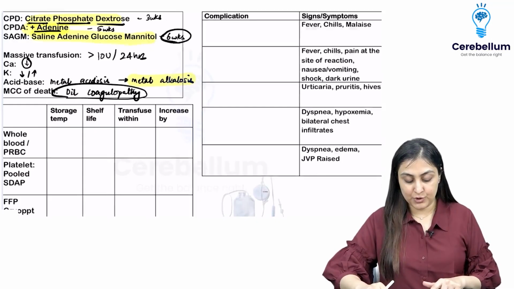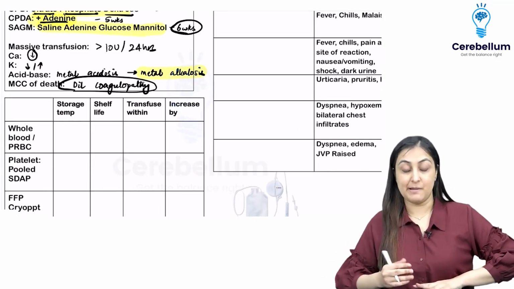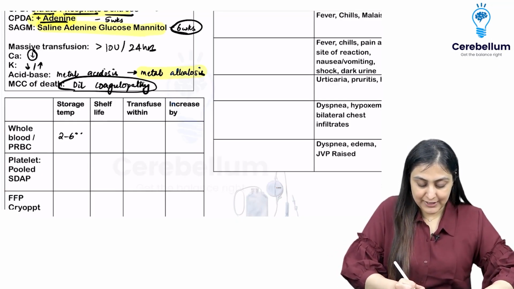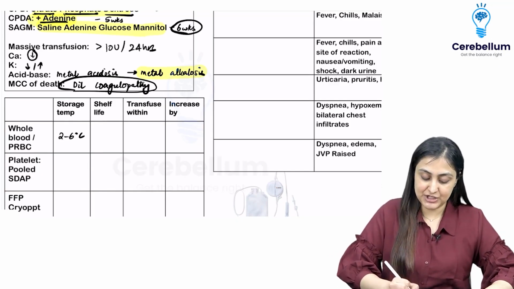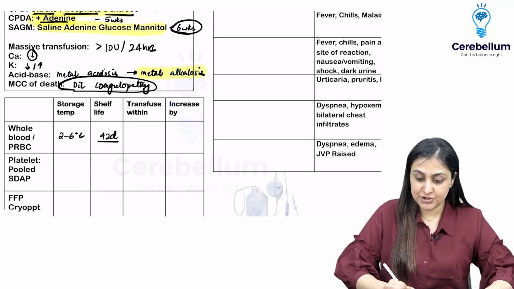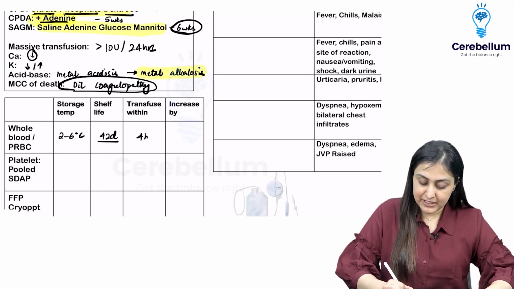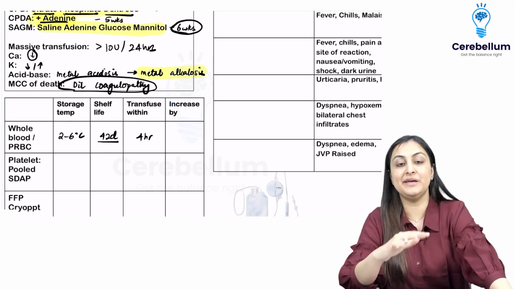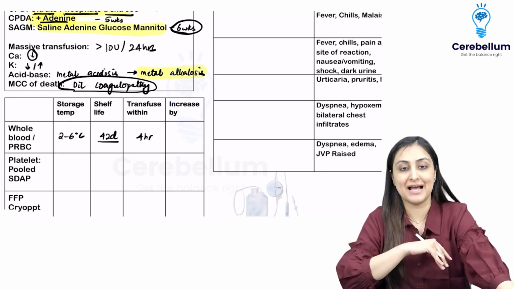Now the blood products, what are the different parameters we have to remember? Remember, whole blood or PRBC should be stored at 2 to 6 degrees Celsius. The shelf life, as we have seen with SAGM, maximum is 42 days. You should transfuse a blood that you've started within 4 hours. Like if I start a blood transfusion, it should be within 4 hours that the complete bag is done.